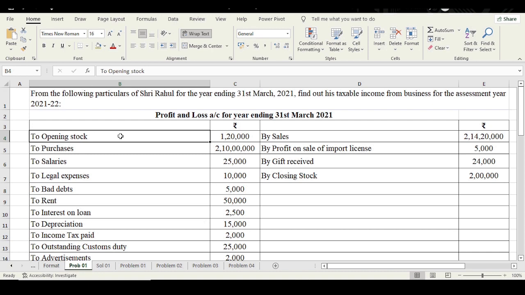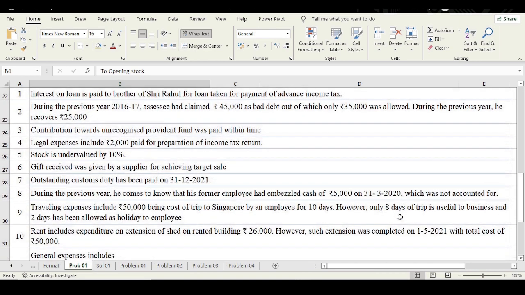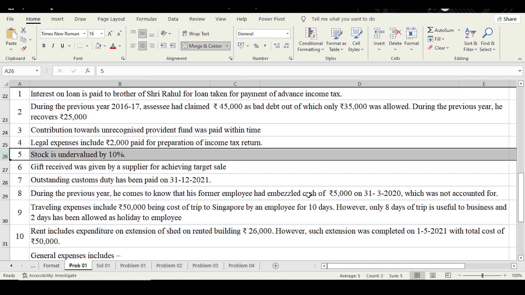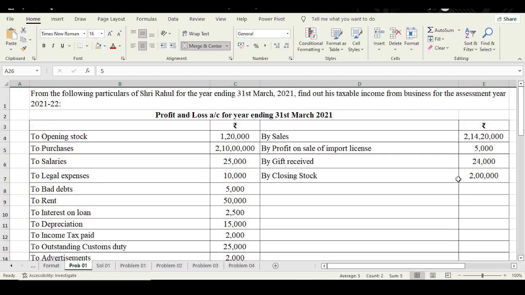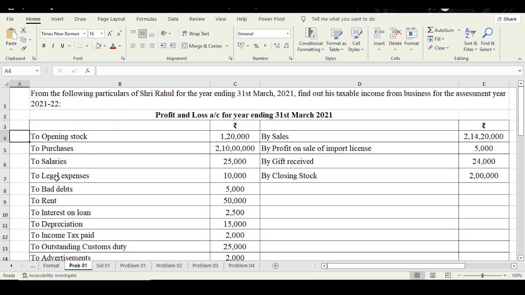Opening stock. Any stock is related to business. As such, it is an allowable expenditure. But one thing we need to remember, along with this, we need to see whether there are any adjustments relating to these items. So we have an adjustment relating to stock. The fifth adjustment: stock is undervalued by 10%. So let us mark it over here. We do have an adjustment. This is relating to adjustment number 5.